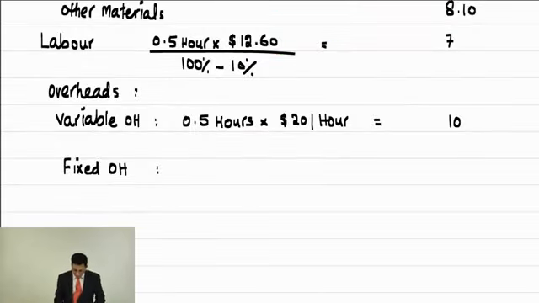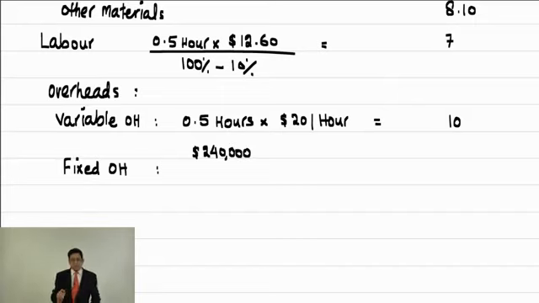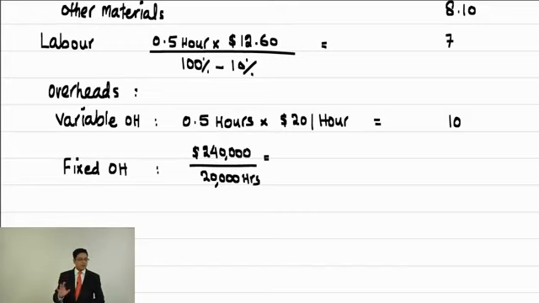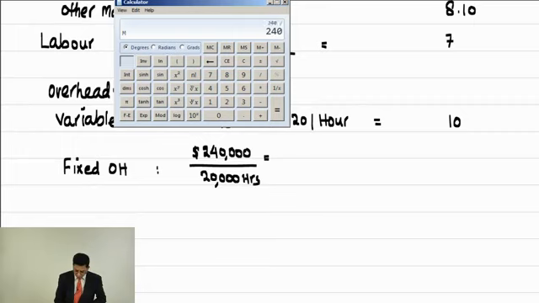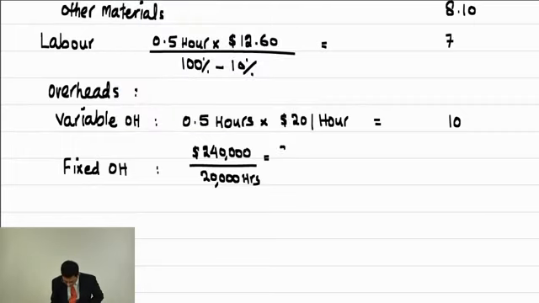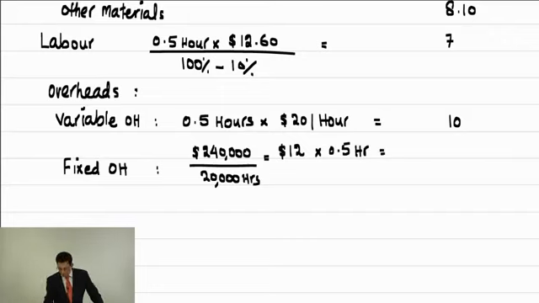So the idea is fixed cost is $240,000 per month, remember, using the high-low method, divided by 20,000 hours. That will give us the OAR, remember, overhead absorption rate. So 240,000 divided by 20,000, the overhead absorption rate is $12 per hour. Multiply this by the time of one radio, which is 0.5 hours, and that gives us the share of fixed overhead cost in one radio, which is $6.